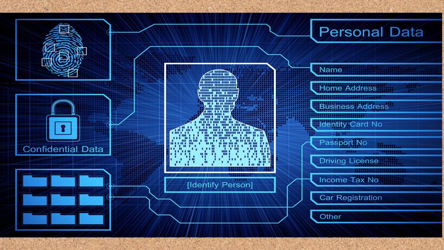So this is a slide on what is personal data. As I mentioned in the earlier slide, this contains name, home address, business address, identity card number, passport number, driving license, income tax number, your PAN number, car registration number, etc., by which I can easily identify the person.